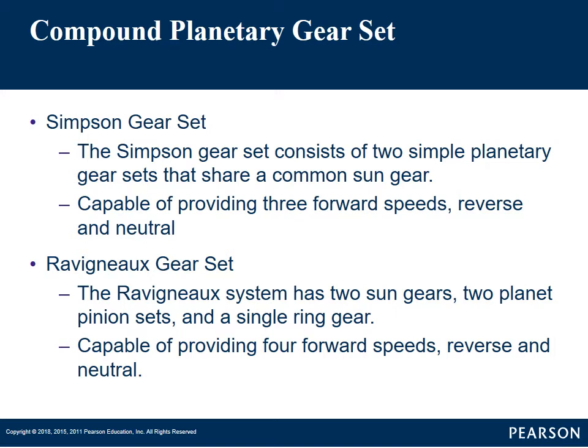Next is our Ravigneaux gear set. This has 2 sun gears, 2 planet pinion sets, and a single ring gear. So you can see the difference between that and a Simpson gear set. Where the Simpson gear set essentially is 2 planetary gear sets with a common sun gear, you could say the Ravigneaux gear set has 2 basic simple planetary gear sets with 1 ring gear.